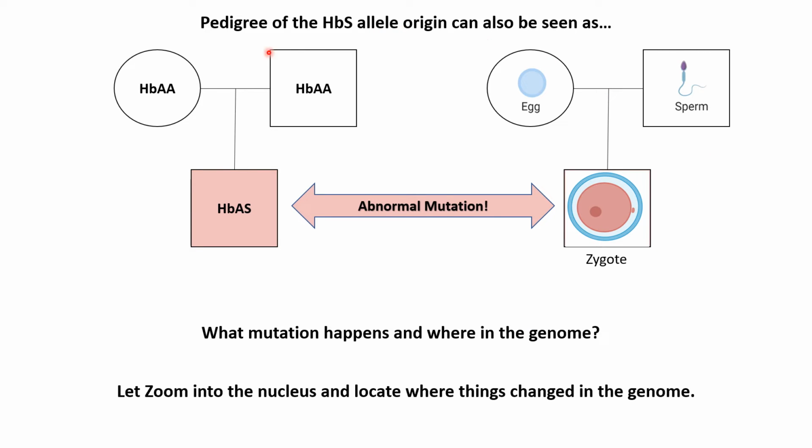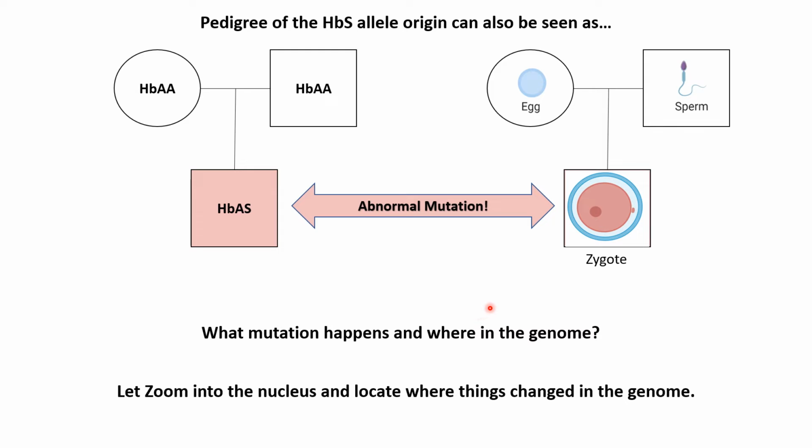So pedigrees are a bunch of circles and squares. The circles are females, the squares are males, and they allow us to simplify what's going on. But what's really happening is that you have an egg cell and a sperm, which are going to be haploid and have 23 chromosomes, not in a pair, being passed on to the offspring. And it's during the process of meiosis where these genes get shuffled that mutations can occur, and how we see things such as the HbS allele come into existence.